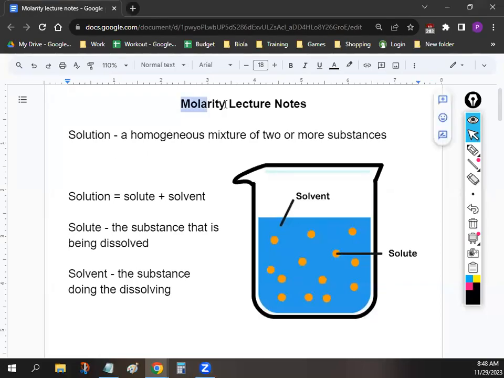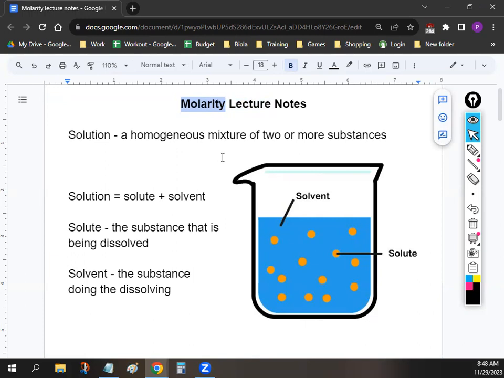So the title of today's lecture is called Molarity. Just make sure you guys jot that down. We're going to be talking about what molarity is, but this is a way of measuring that's going to be very prevalent going forward. Okay, so before we talk about molarity, we got to get some definitions out of the way for the unit.